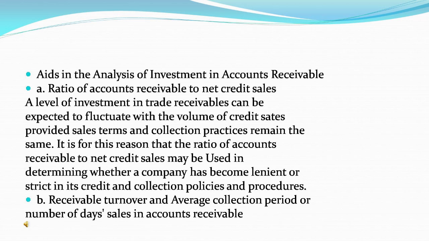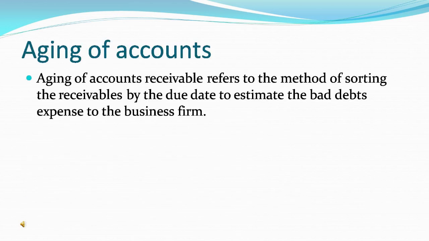B. Receivable turnover and average collection period, or number of days sales in accounts receivable. Aging of accounts receivable refers to the method of sorting the receivables by the due date, to estimate the bad debts expense to the business firm.